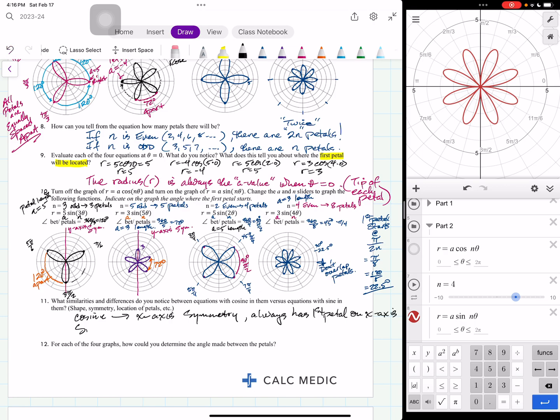The sine functions, they're different, right? They have y-axis symmetry, and then they have a petal on the y-axis. There's always one petal, always one petal on the y-axis.